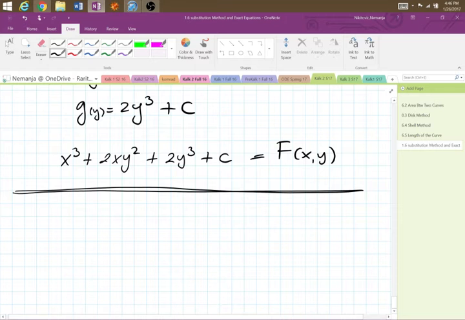Cool. The last part of this lecture is reducible second order differential equations. So that is the last part. Reducible second order.